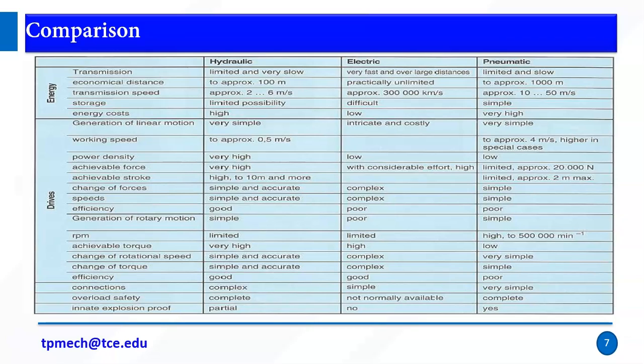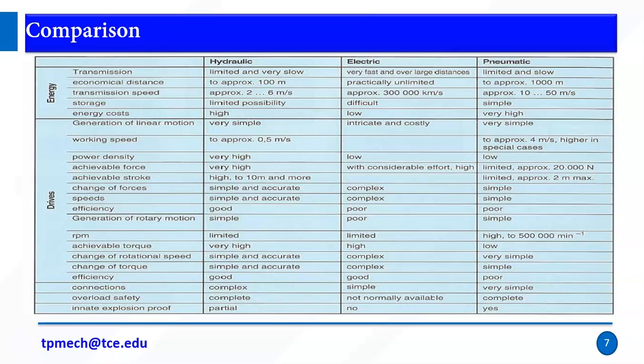Right, the storage of hydraulic is of limited possibility. The reason is we need to store hydraulic fluids. If you compare pneumatic, the availability is very huge, so it is very simple for storage. But for electric, it's a very difficult one, right? We cannot handle electricity manually, right? It may give some shock, right?